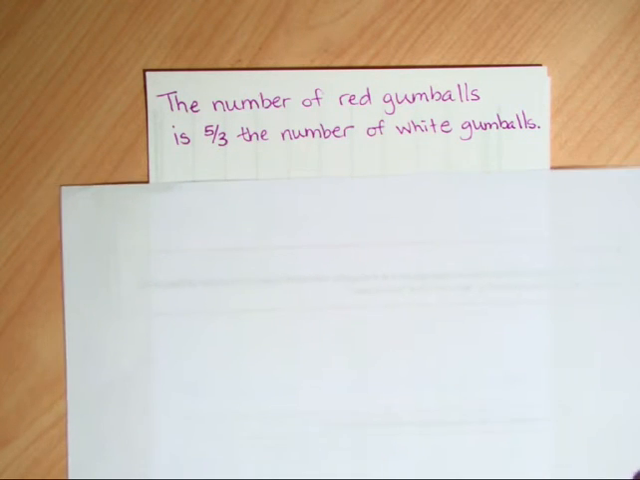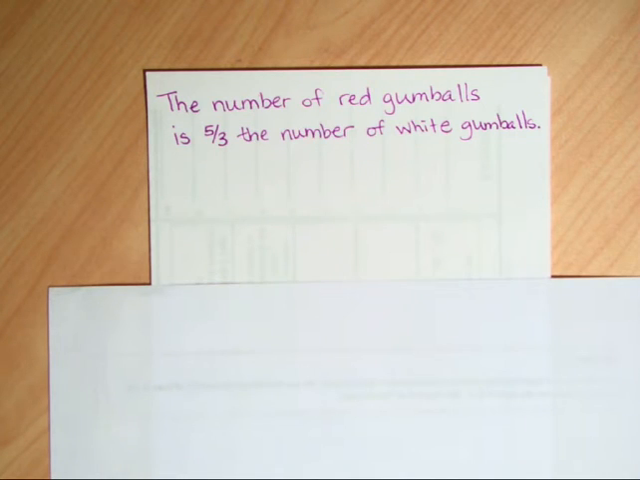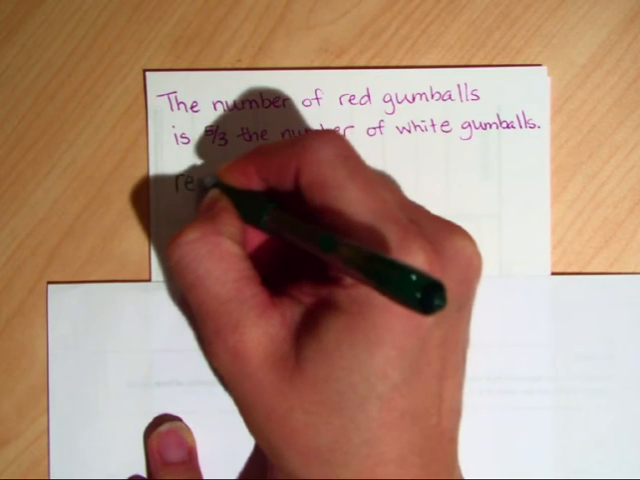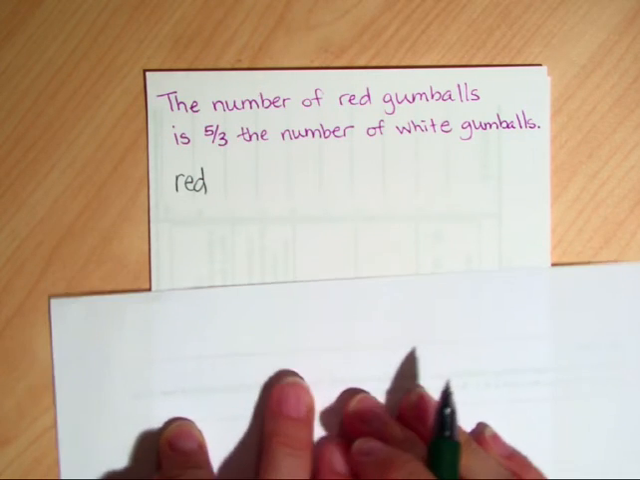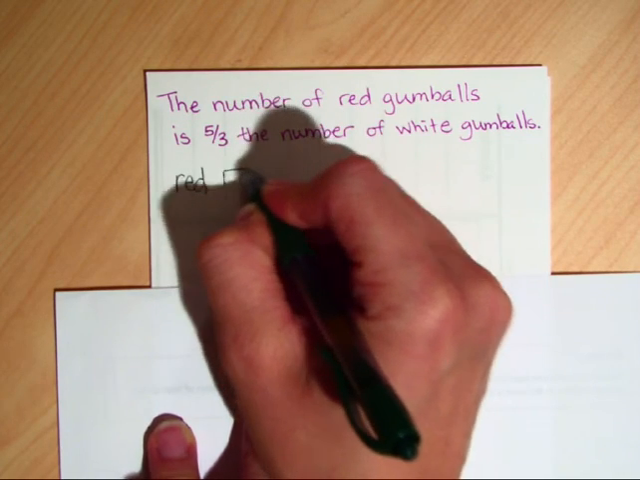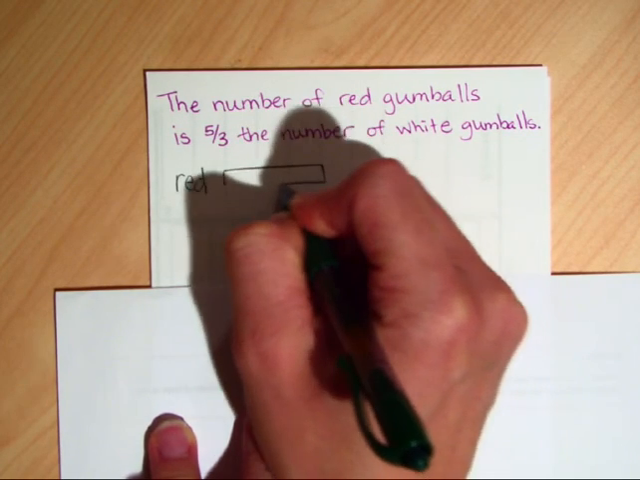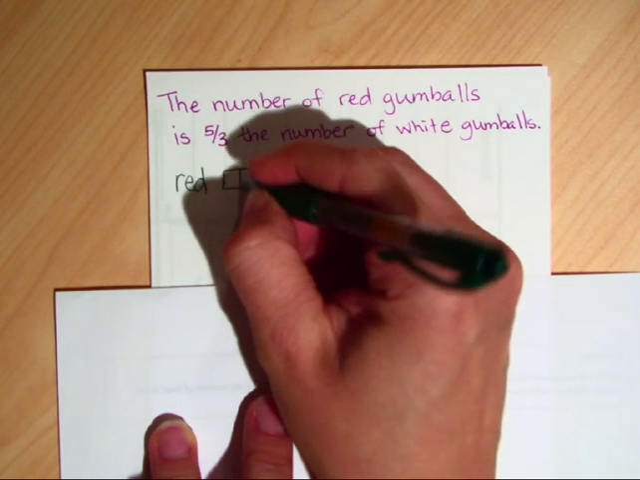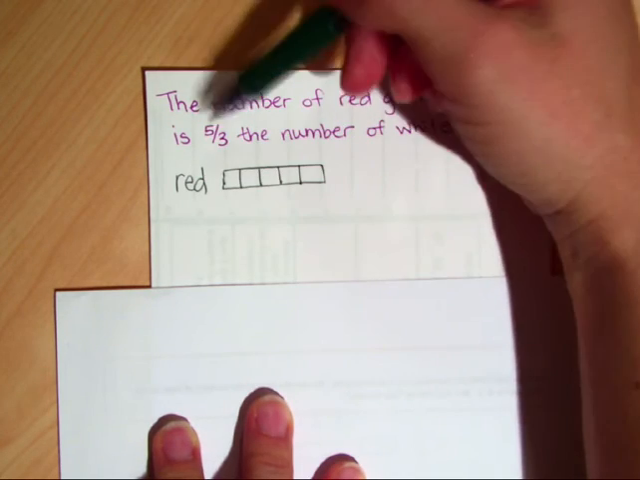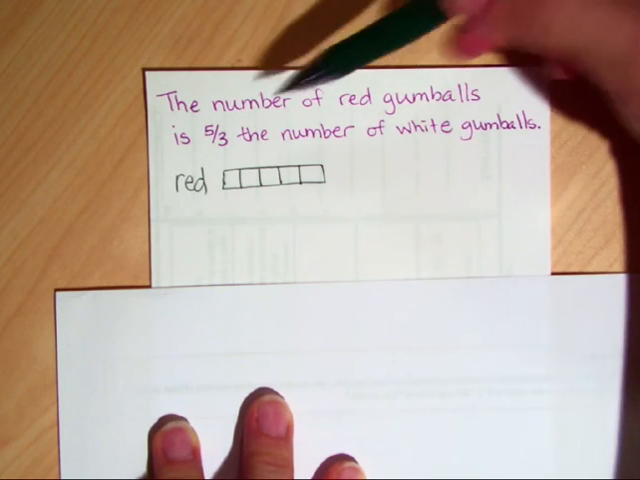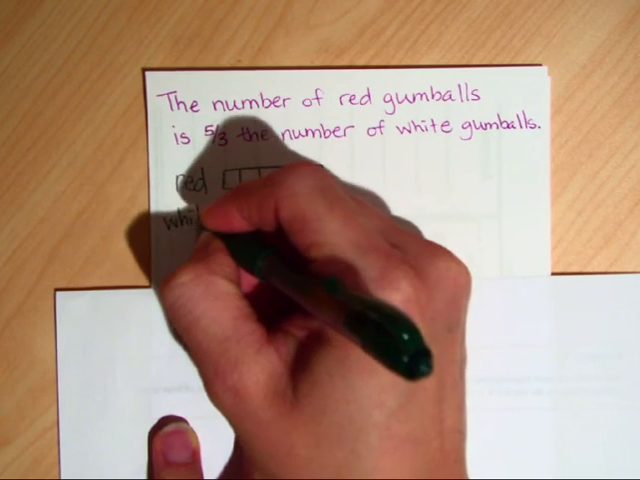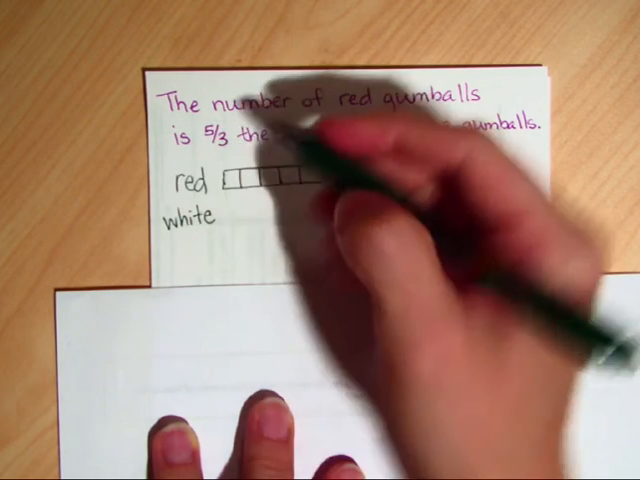What the problem would ask us to do in this situation is to create a tape diagram that represents this. So let's do red gumballs. Our red ones come first, so we're going to do 5. Five for red because that number comes first and red comes first. We always read a fraction top to bottom, so that's 5/3. And white gumballs, there are 3.